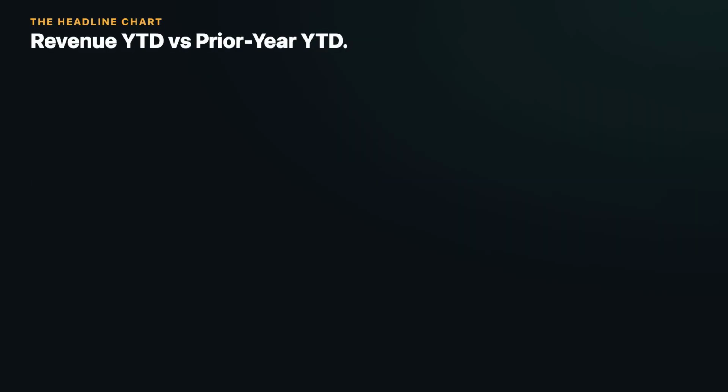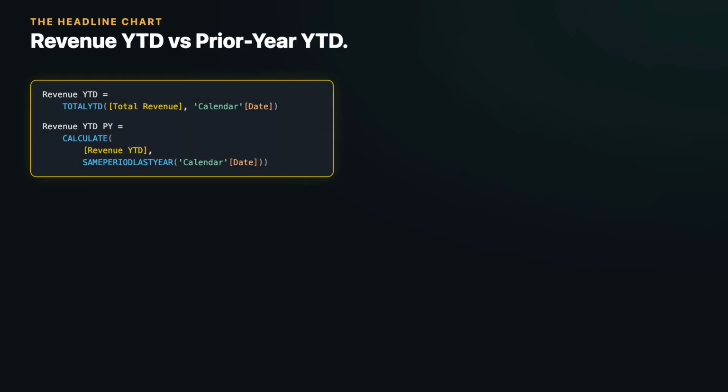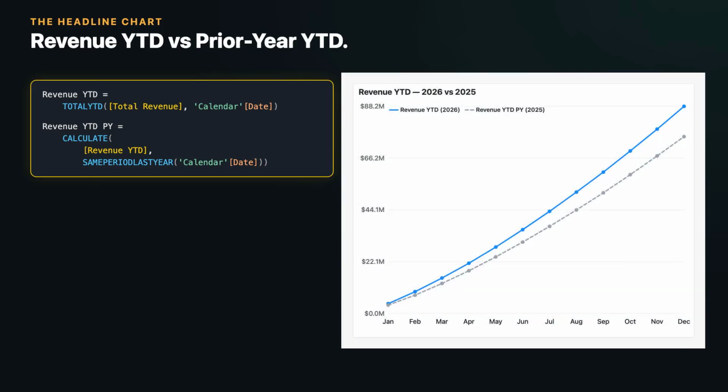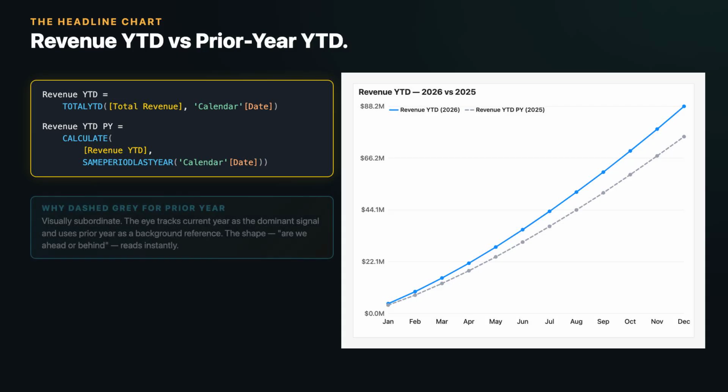The headline chart. Revenue year to date this year against prior year YTD on the same axis. Drag both revenue YTD and revenue YTD prior year onto the line chart's y-axis. Drop calendar month on the x-axis. Power BI auto-renders the two lines.